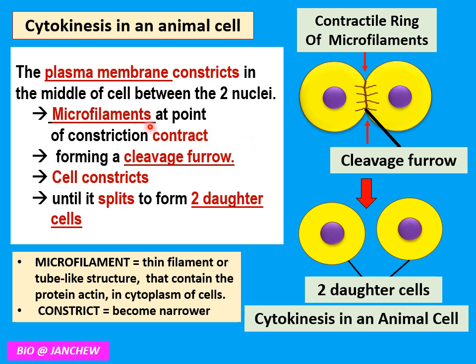Microfilaments at the point of constriction contract to form a cleavage furrow. In this way, the cell constricts. Constrict means to become narrower. It becomes narrower and narrower until in the end it splits to form two daughter cells. That is how cytokinesis occurs in animal cells. Microfilaments contract, form cleavage furrow, cell constricts and splits into two daughter cells.